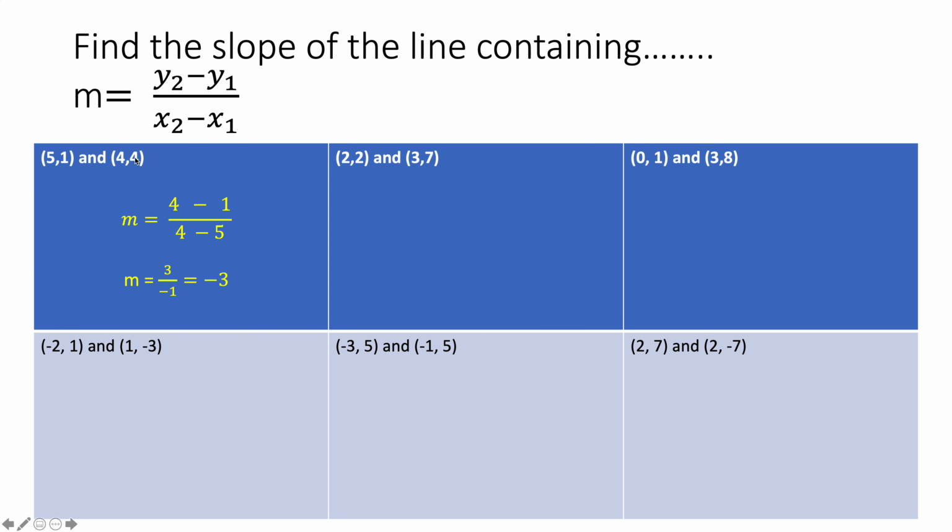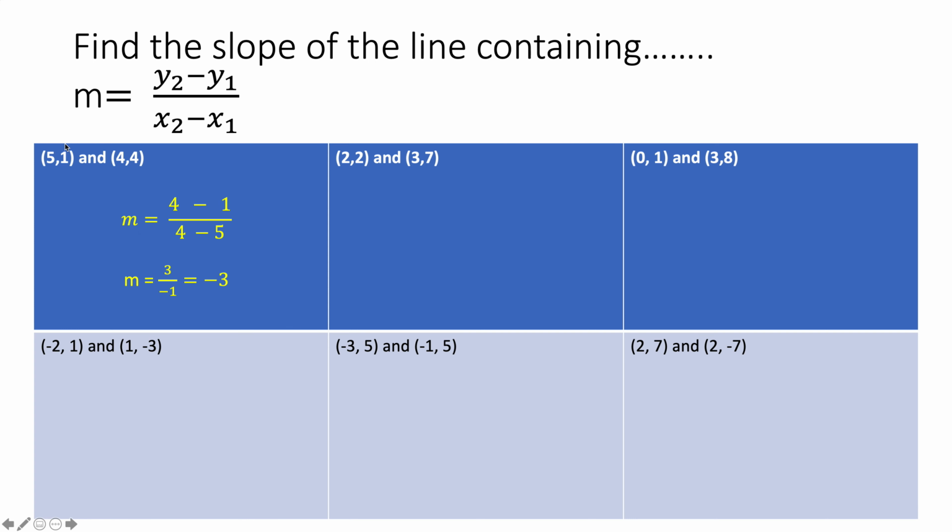So the y from the second point is 4 minus the y from the first point, which is 1. So that's where I get my 4 minus 1 from. And the x from the second is 4 minus the x from the first, which is 5. So that's why it says 4 minus 5. And if I do that, I will get 4 minus 1 is 3, 4 minus 5 is negative 1, the slope is negative 3.